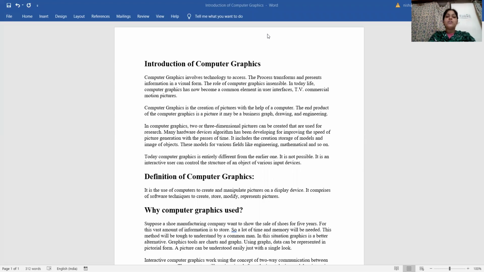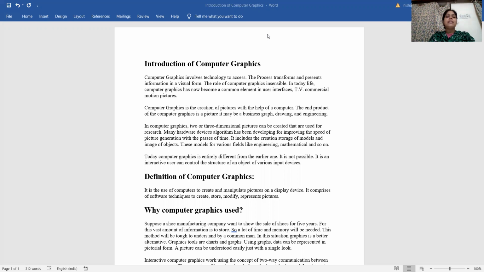Computer graphics is the creation of pictures with the help of a computer. The end product of computer graphics is a picture. It may be a business graph, a drawing, or an engineering design. In computer graphics, two or three dimensional pictures can be created that are used for research. Many hardware devices and algorithms have been developed over time to improve the speed of picture generation. It includes the creation and storage of models and images of objects. These models are used in various fields like engineering, mathematics, and so on.